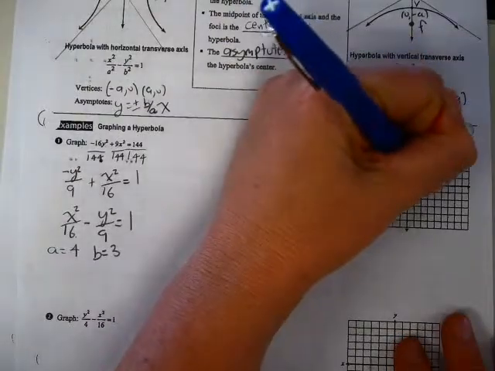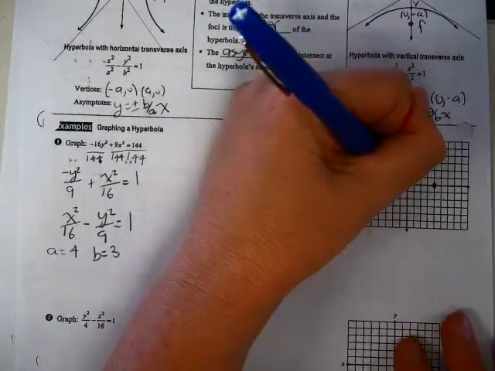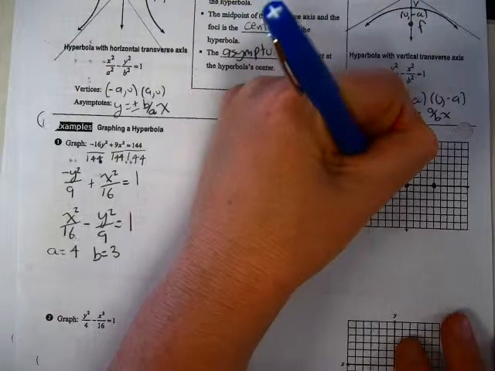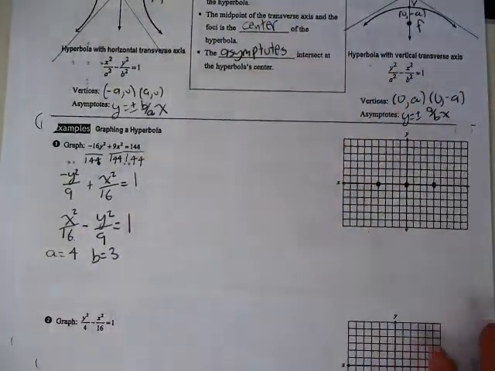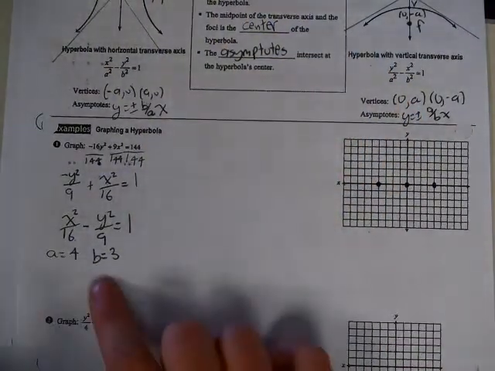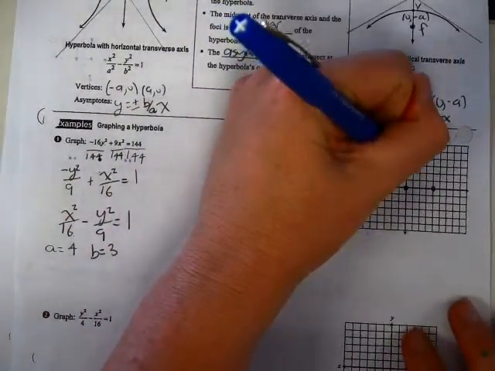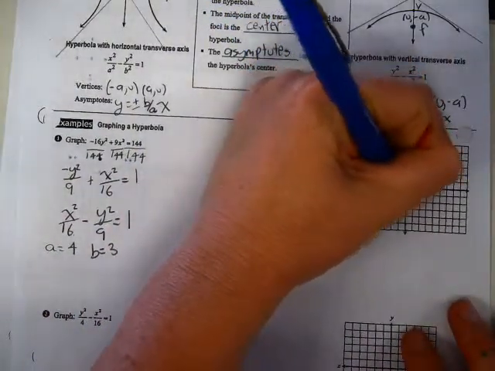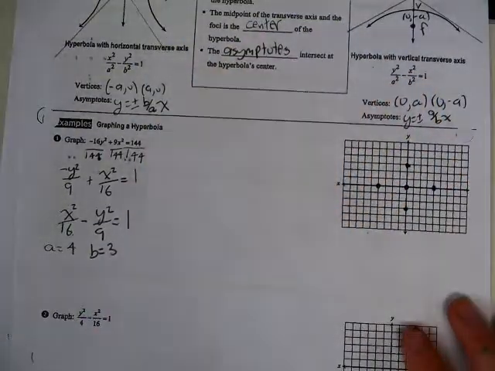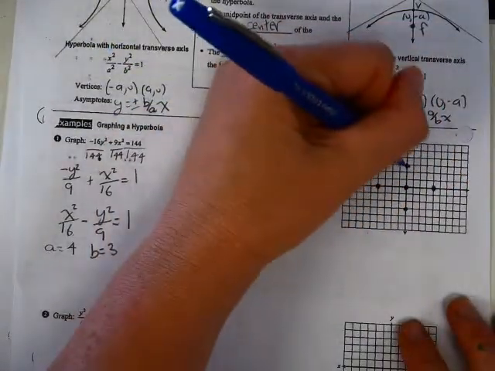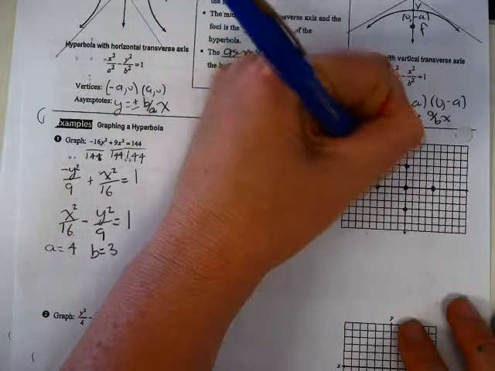1, 2, 3, 4. 1, 2, 3, 4. And b equals 3, that's in the y direction. 1, 2, 3. 1, 2, 3. Alright, so now I'm going to use my points and sketch a box.